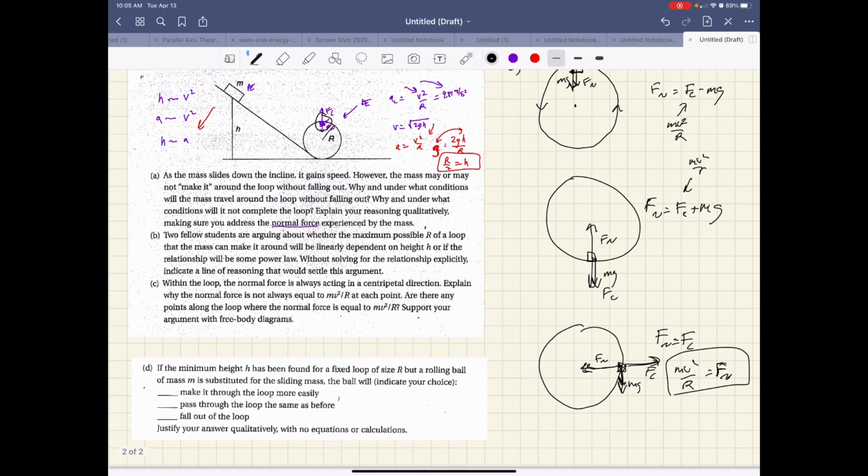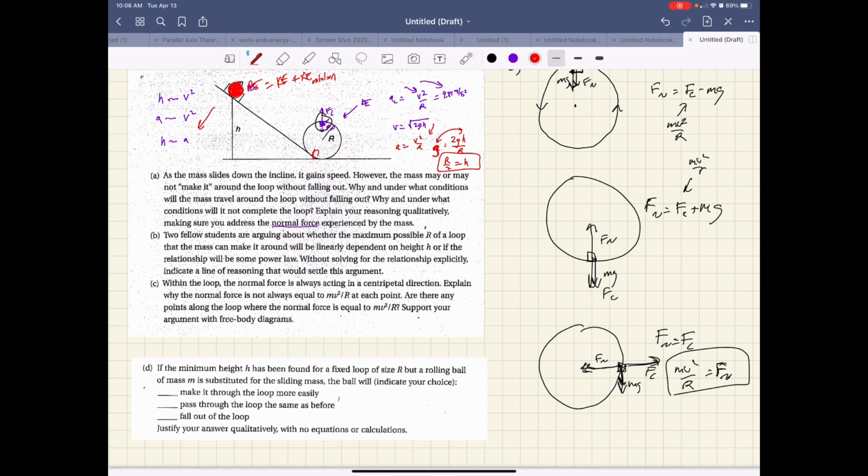If the minimum height h has been found for a fixed loop of size r but a rolling ball, okay, so what happens if you don't slide a mass? What happens if you roll it? Let's make this a big red rolly ball right here. Here the key is that instead of sliding, this object is going to roll, which means some of its potential energy, the potential energy at the top, has got to be shared between its linear kinetic energy and its rotational kinetic energy.